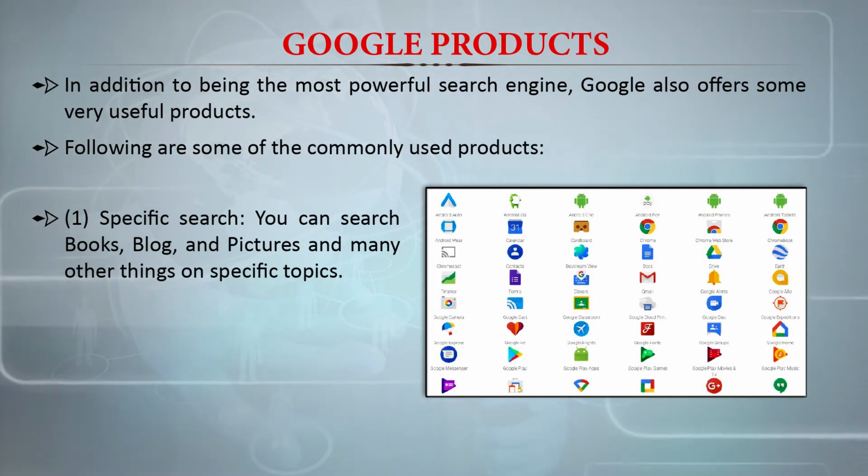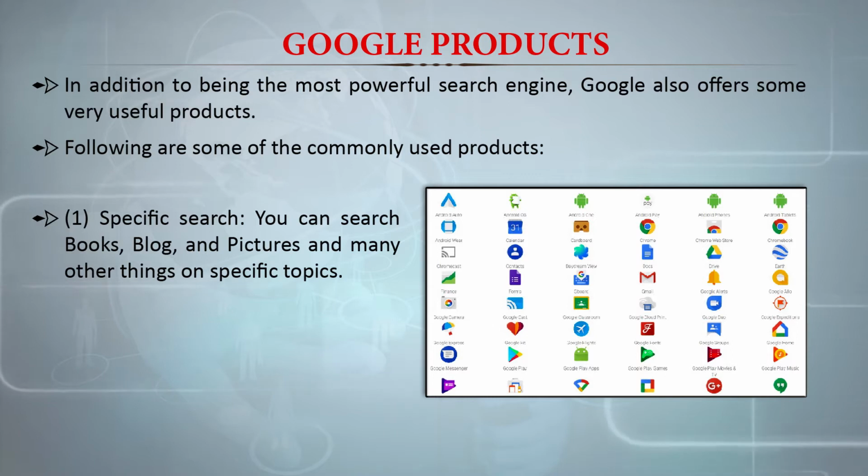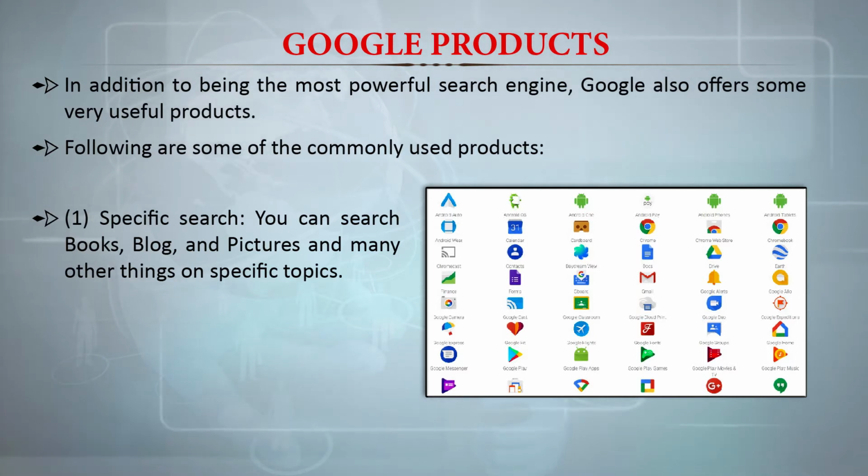Otherwise, your search string will be searched against everything on the web, and many things apart from the books will also be displayed, which is of no use. So using this particular specific search option will save time for us. Now let us have a look at the other products that are available.